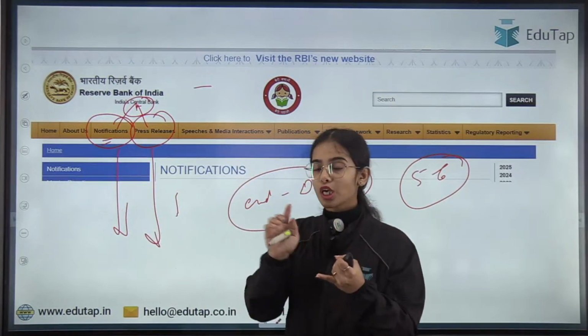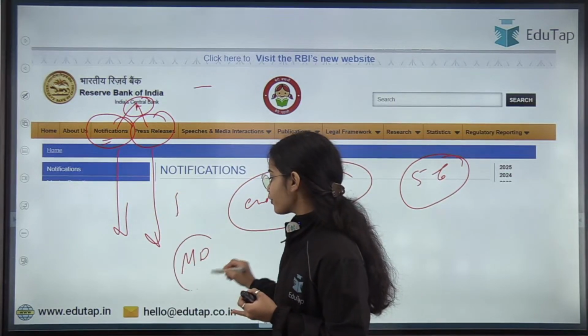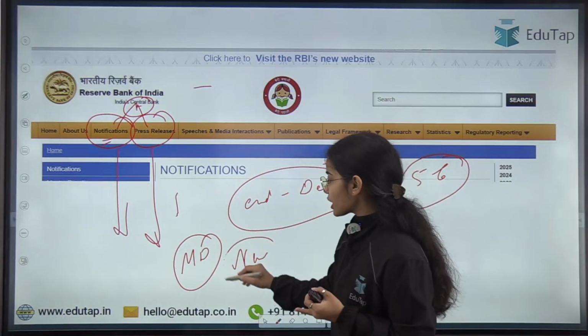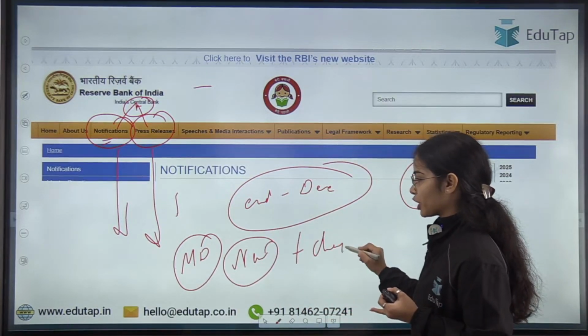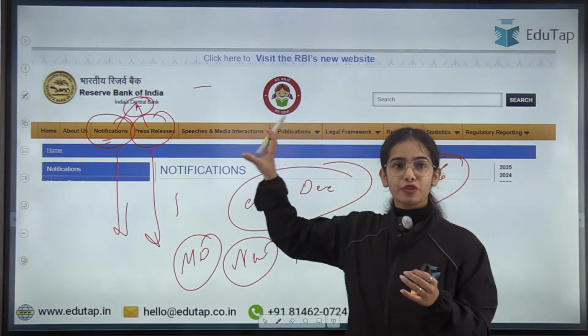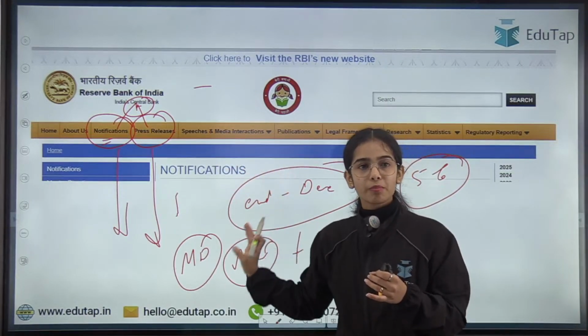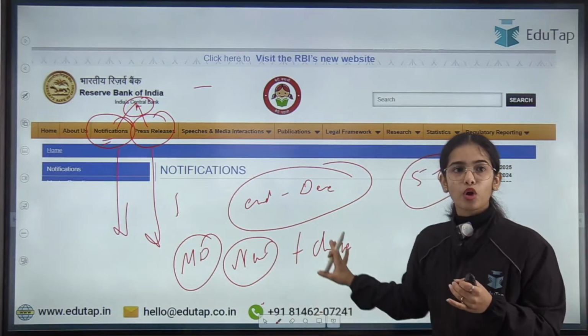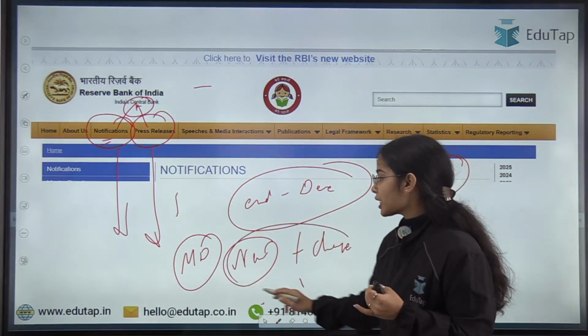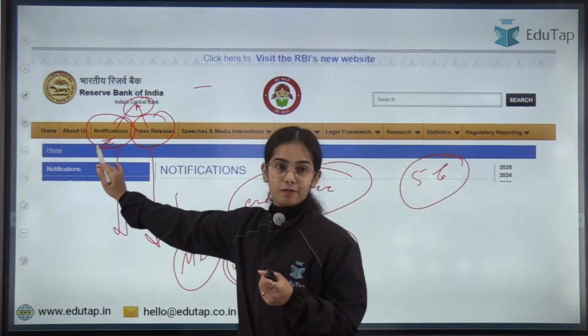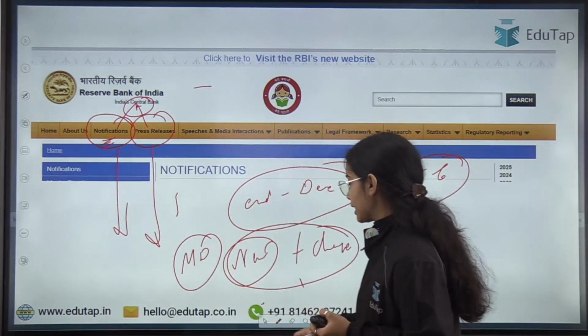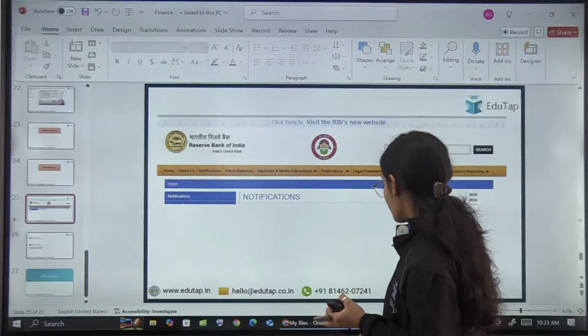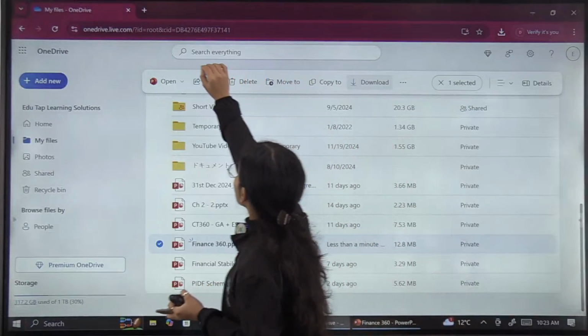Master directions are only important if they are new master directions or if there is any change that has happened. If you have ever visited the RBI website, see, if there are new master directions or any change brought in a master direction, they are mentioned in the notification itself. There are 2 new master directions that have come.